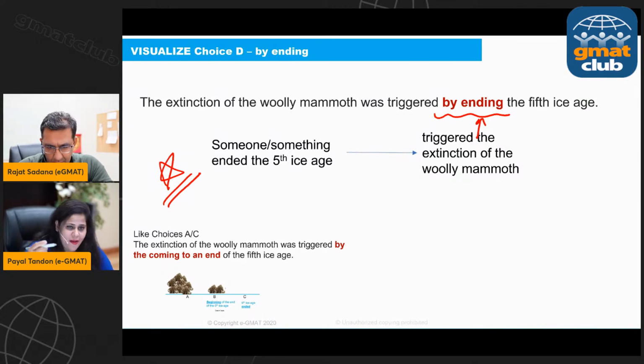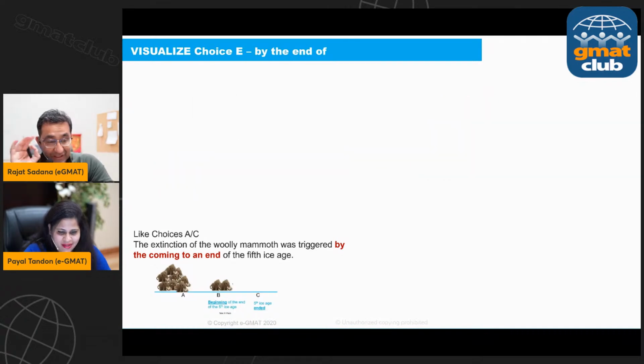Because think about it, right off the bat, when you are starting to answer SC questions, you will not be able to answer them within 90 seconds. You have to build your skill set, and the visualization skill set. We'll talk about the timing, I think, and I can take that on. So let's focus on choice E also.